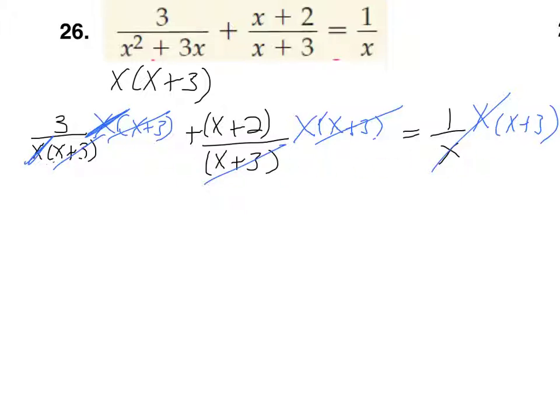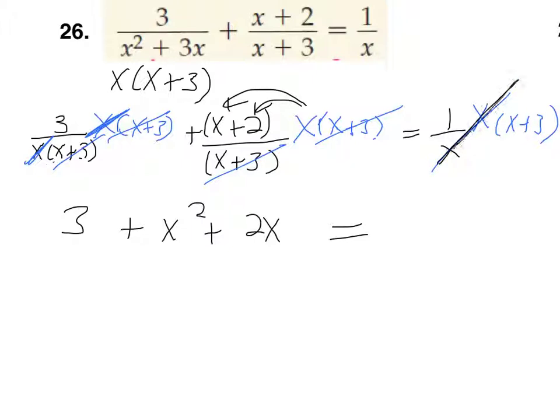That's the whole point. So now let's go back through and see what we have. In the first fraction, everything canceled out except the 3. So we're going to have 3. In the second fraction, these canceled out, but I still have x and x plus 2. So I'm going to need to distribute that, and I'll get x squared plus 2x. And then we have equals. And over here, the x is canceled out, but I have 1 times x plus 3. Well, 1 times anything is just that number, so x plus 3.